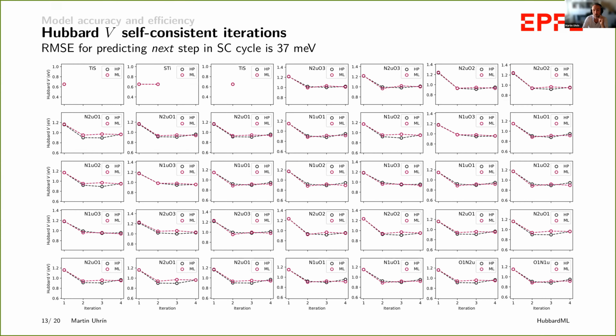When looking at the tracking across the iterations, it's now very good. And in fact, the V's don't change that much between these self-consistent iteration steps.